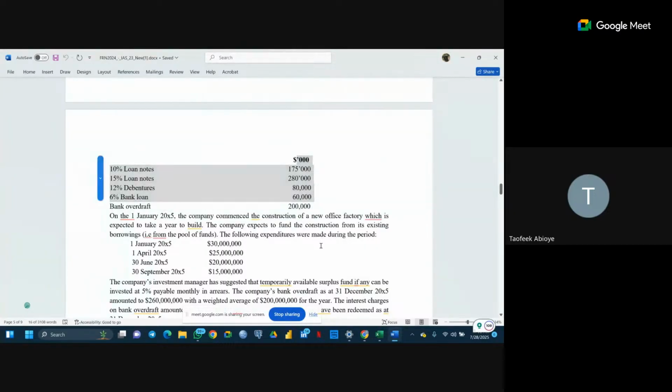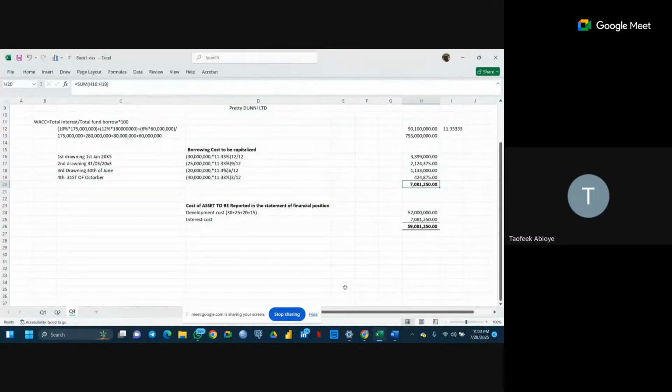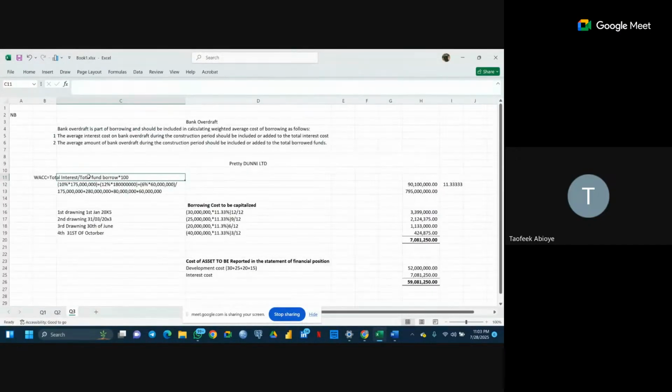So what can we do to have a single finance interest rate? We need to go with our weighted average cost of capital. How do we go with our WACC? This is the formula here: total interest divided by total fund multiplied by 100%.